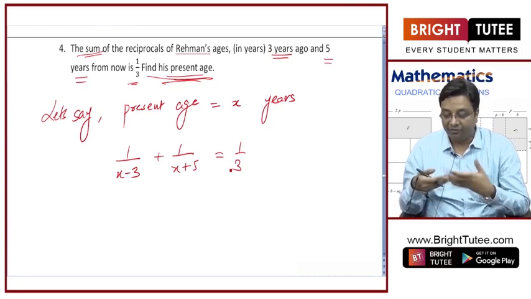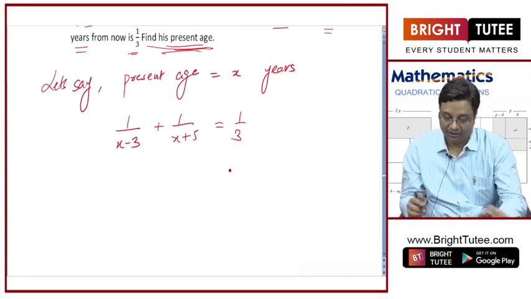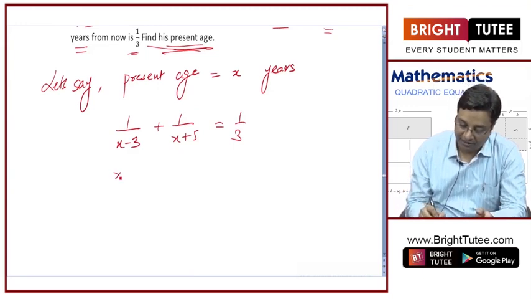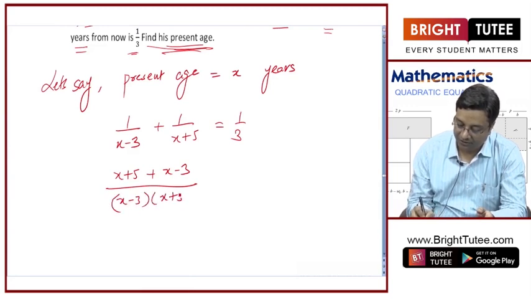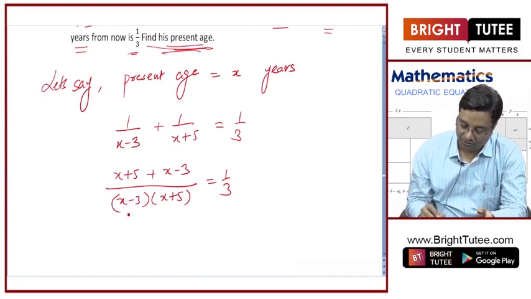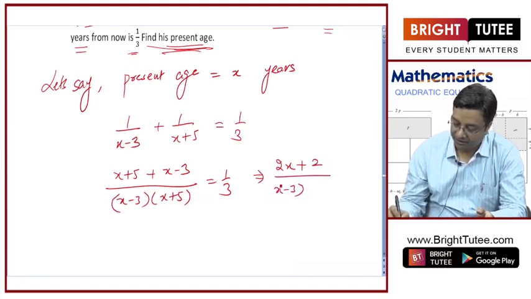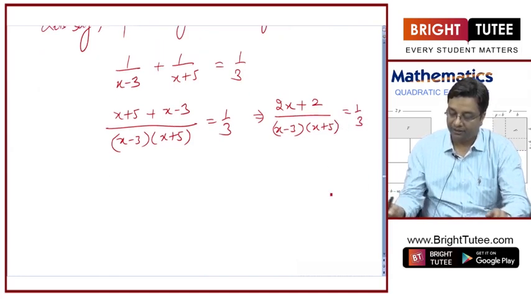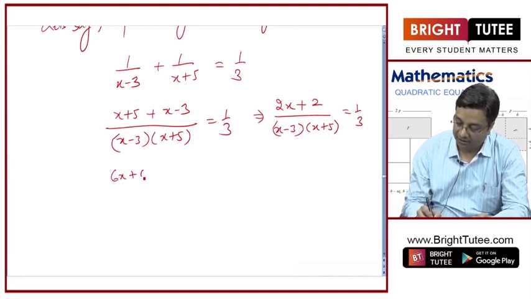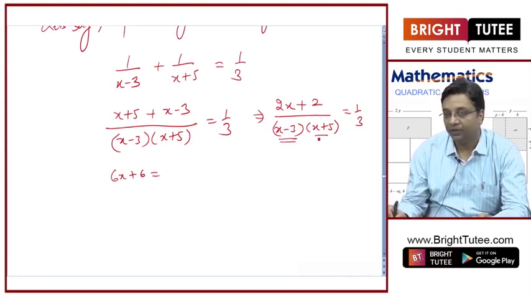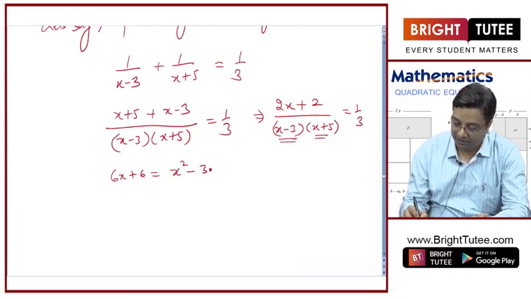Now you simply have to make it a quadratic equation and then solve it using any of the methods you like. (x + 5 + x − 3) divided by (x − 3)(x + 5) equals 1 by 3. So this will become (2x + 2) divided by (x − 3)(x + 5). So let's cross multiply now. It will become 6x + 6 = (x − 3)(x + 5), which will become x² − 3x + 5x − 15.